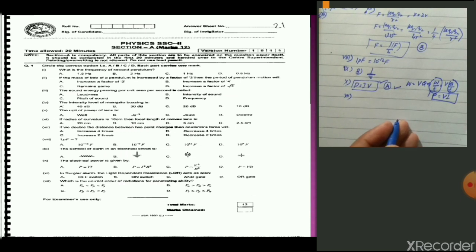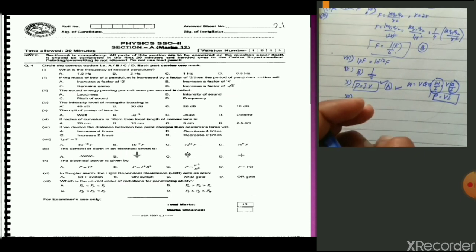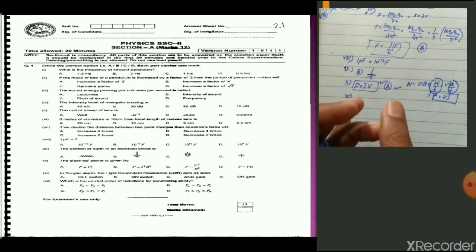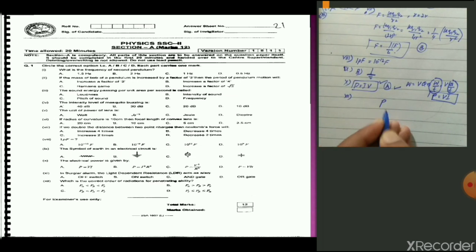So the penetrating power of gamma radiations is greater than the beta radiations, and the penetrating power of beta radiations is greater than the alpha radiations. So the first sequence is correct, which means the penetrating power of gamma radiations is greater than that of beta radiations, which is also greater than that of alpha radiations. The correct option is A.